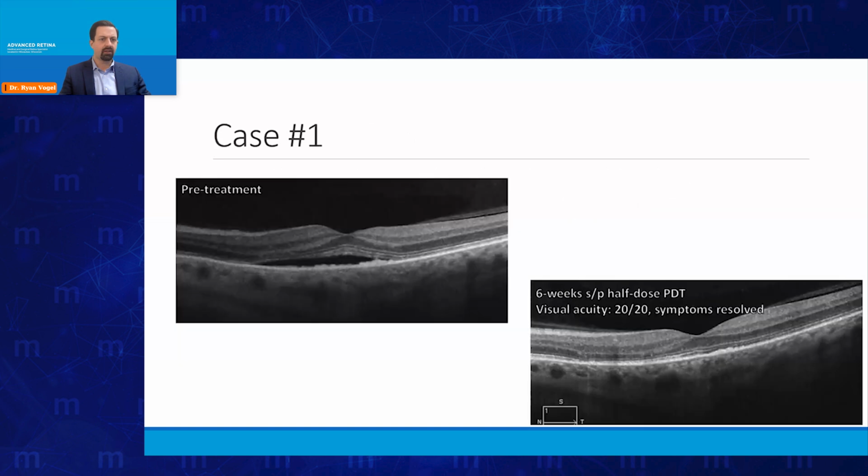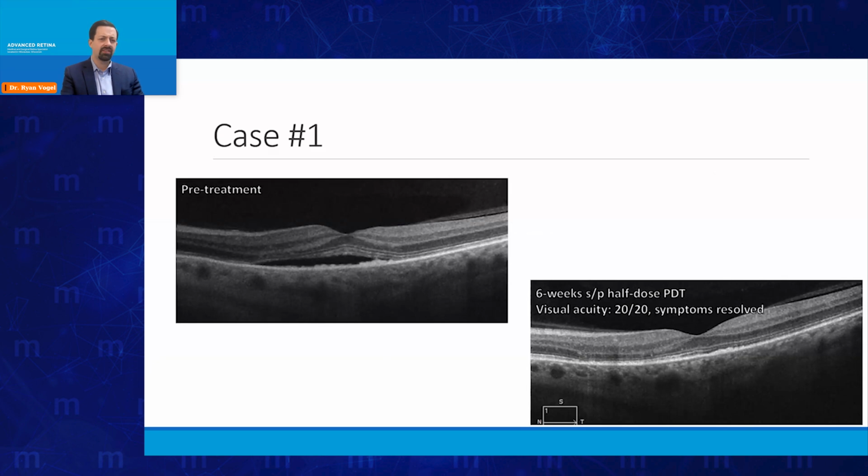So given the chronicity of her symptoms, we treated her with half-dose photodynamic therapy. 6 weeks later, she still had 20/20 vision, but had a complete resolution of symptoms. And we can see on the OCT image that the subretinal fluid has resolved. The fluid did seem to do some degree of damage to the outer retina during the time that it was there, as we can see some ellipsoid zone disruption, but hopefully the fluid won't come back and she'll remain symptom-free.